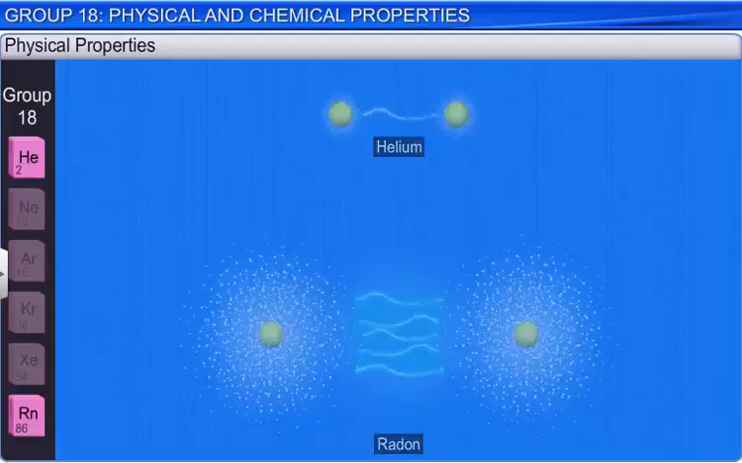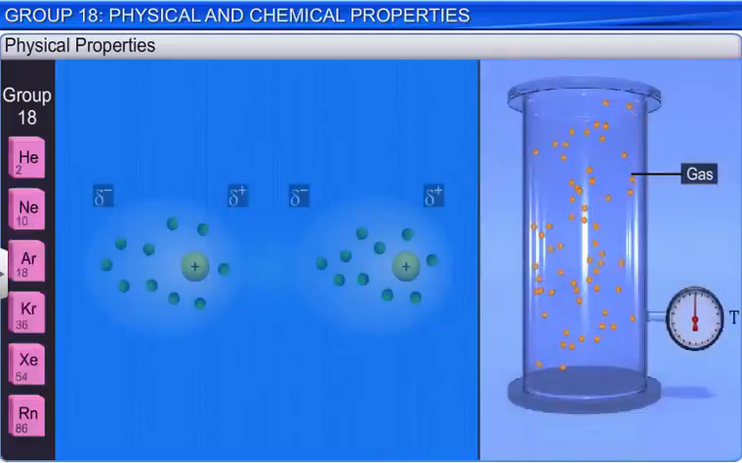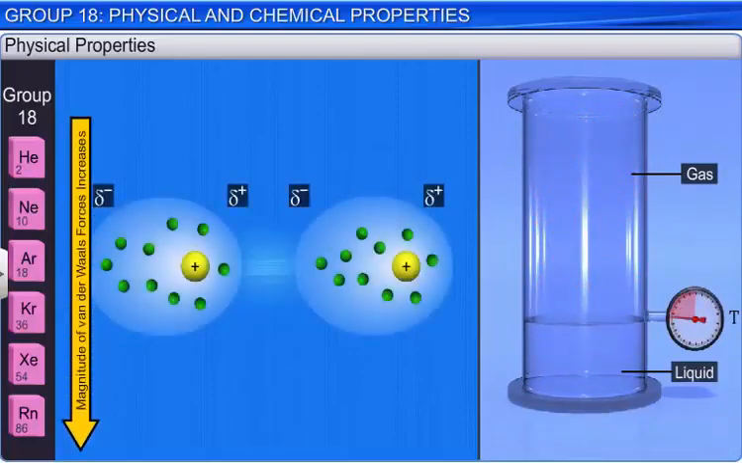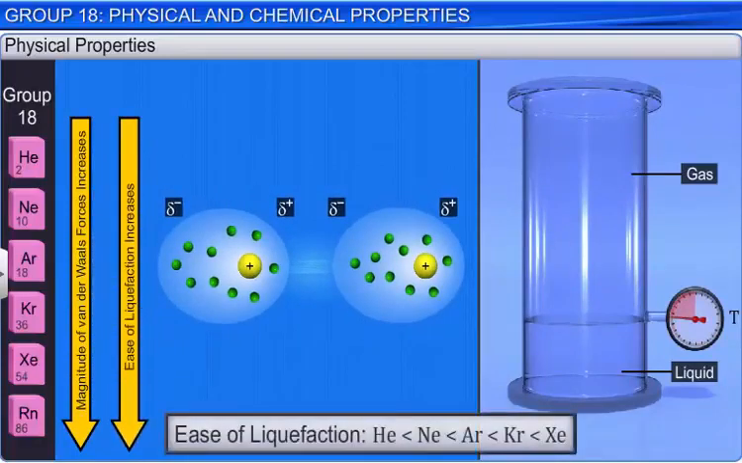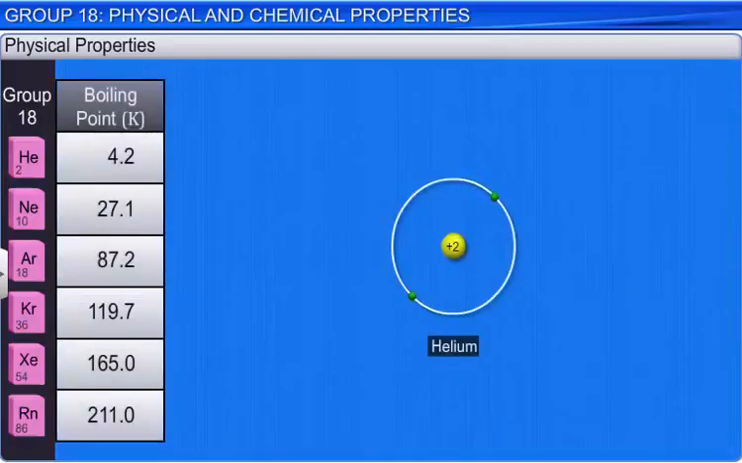Further, due to the weak van der Waals forces, noble gases can be liquefied at very low temperatures. With an increase in the magnitude of the van der Waals forces down the group, the ease of liquefaction of noble gases also increases. Note that helium has the lowest boiling point among all the elements in group 18. Moreover, it has the lowest boiling point of any element, just 4.2 Kelvin.